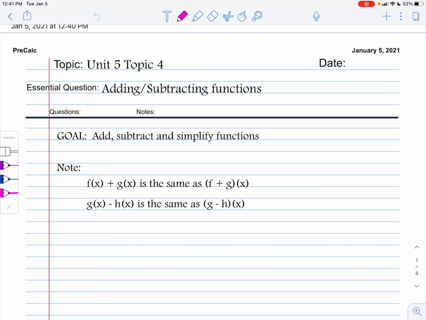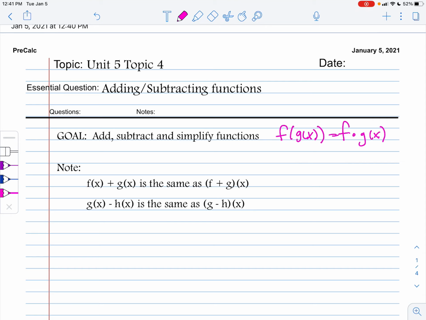All right, moving on to topic 4 of our unit 5 on functions. Today we're going to be talking about adding and subtracting functions and then simplifying anything that we've added and subtracted. Just like we talked about previously, there were a couple different ways to write composition, like f of g of x is the same as this. There's a couple different ways to write add and subtract, and they both mean the same thing.